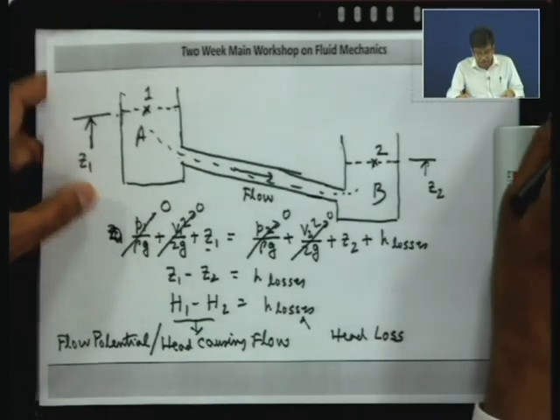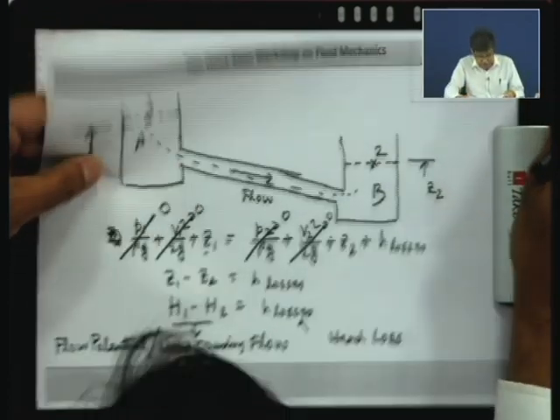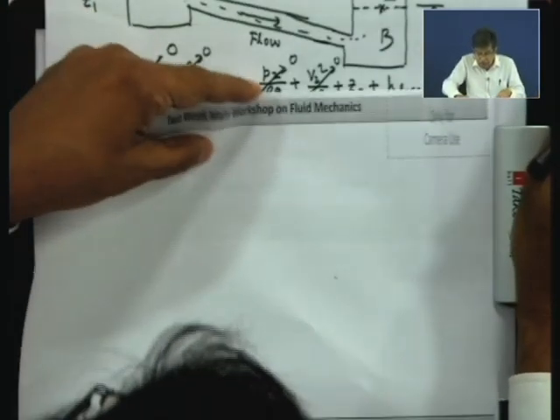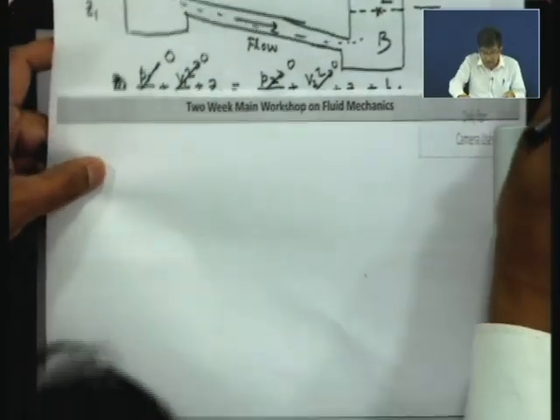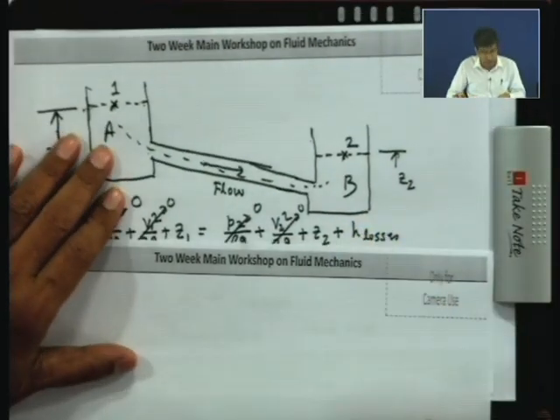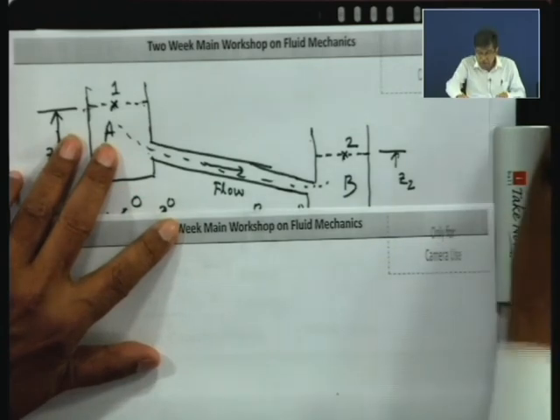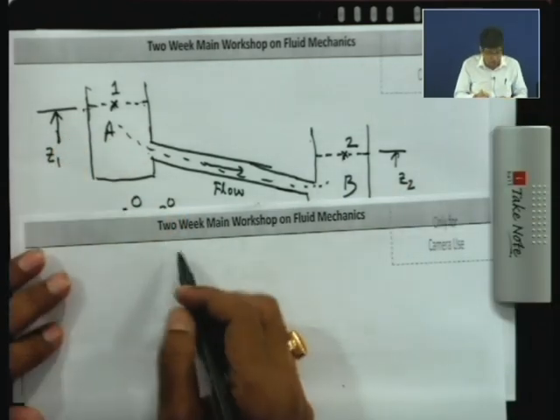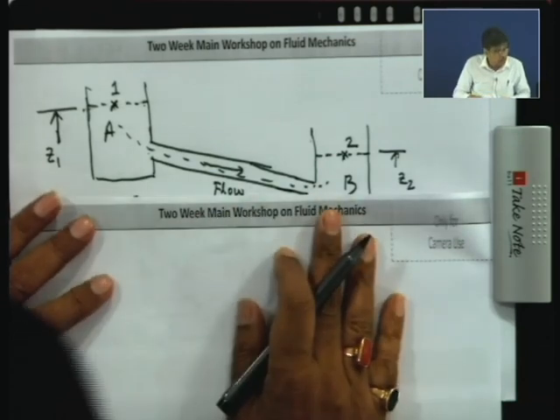Now, if I write the equation for the head, that is the loss. Can you see this? This is the problem. Okay, can they see this? Now, you see, if I write now, you can see this.